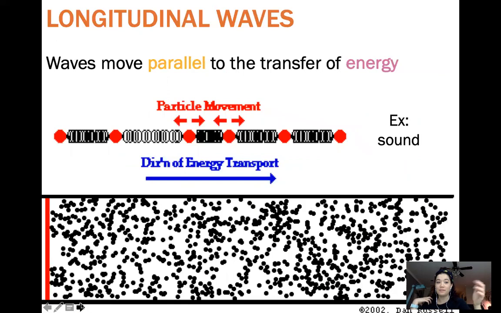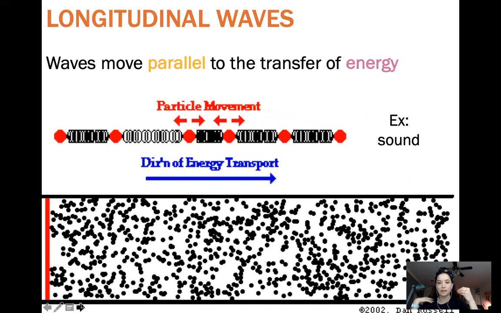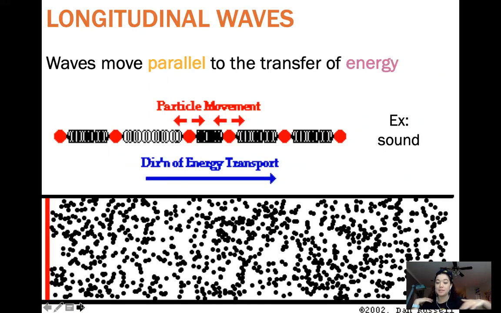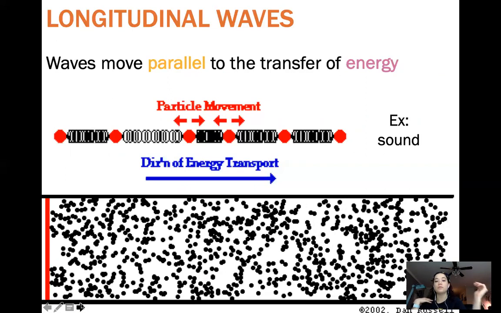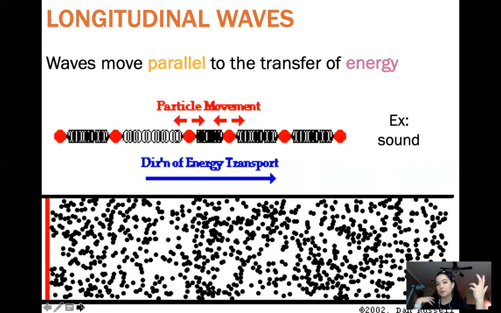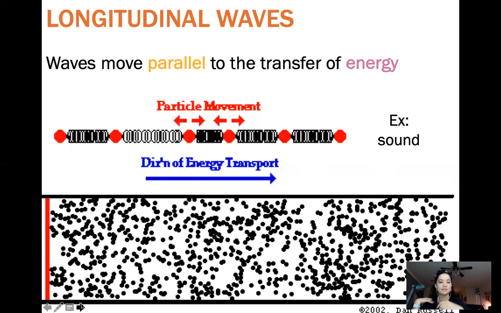So our next wave type is a longitudinal wave. And in this case, our wave moves parallel to the transfer of energy. Parallel means in the same direction. So my particles are moving side to side, my energy is also moving side to side. An example of a longitudinal wave is sound. So sound moves like this.